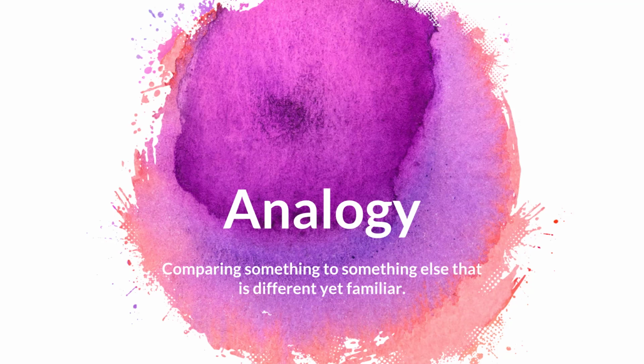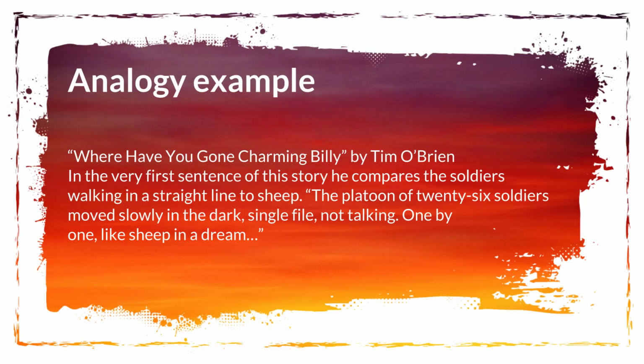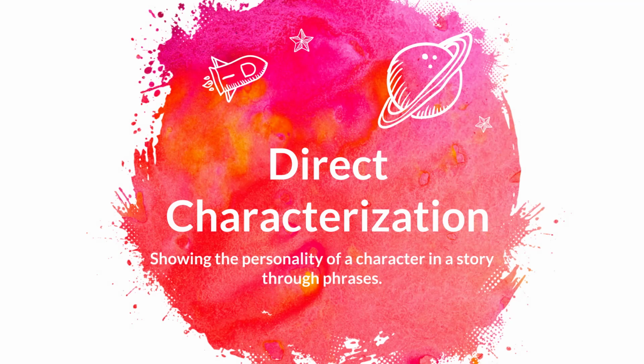The next one, analogy, comparing something to something else that is different yet familiar. My example is Where Have You Gone, Charming Billy by Tim O'Brien. In the very first sentence of the story, he compares the soldiers walking in a straight line to sheep. He said the platoon of 26 soldiers move slowly in the dark, single file, one by one, and they're like sheep in a dream. So he's just comparing them to sheep.